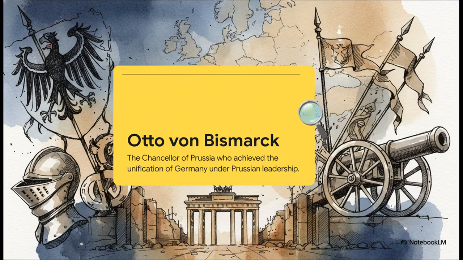As the Chancellor of Prussia, he had one single obsessive goal: unite the German states into one nation with Prussia in charge. And his method was something called realpolitik. It's basically a political philosophy that throws ideology out the window in favor of cold, hard, practical power. He wasn't some dreamy idealist, he was a master strategist.